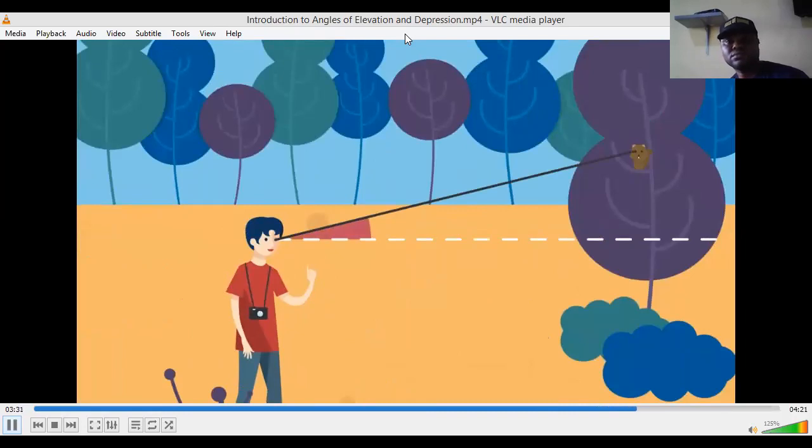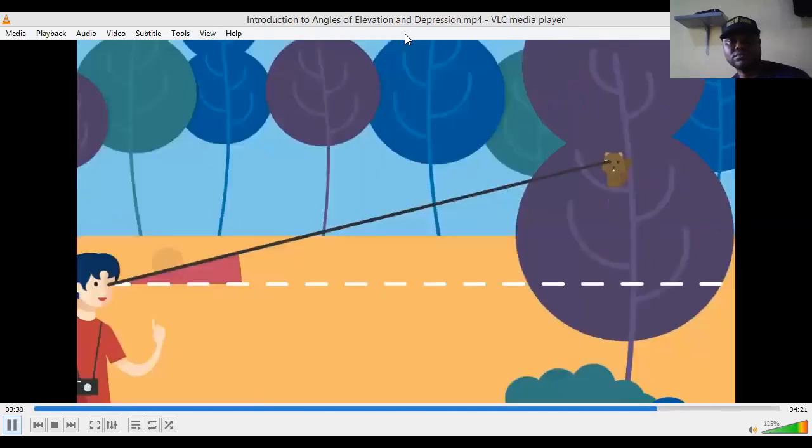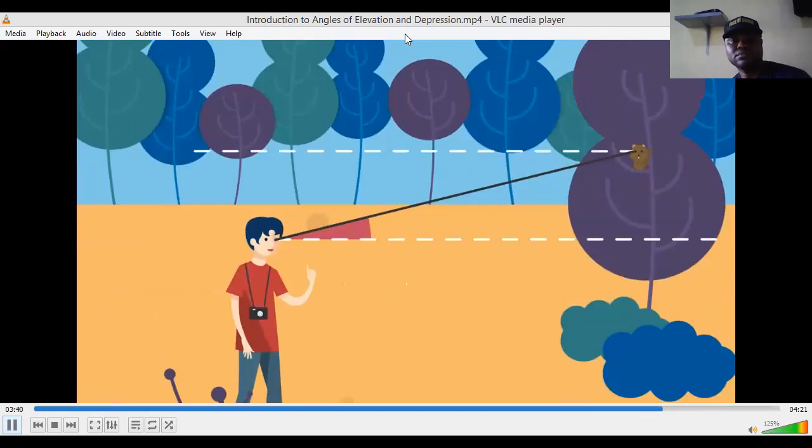Interestingly, the squirrel looks back at Dylan. There is an angle of depression of Dylan from the squirrel. Let's draw the horizontal and line of sight. Can you see it? It is here. Since both horizontals are parallel and are cut by the same line, these two angles are equal.